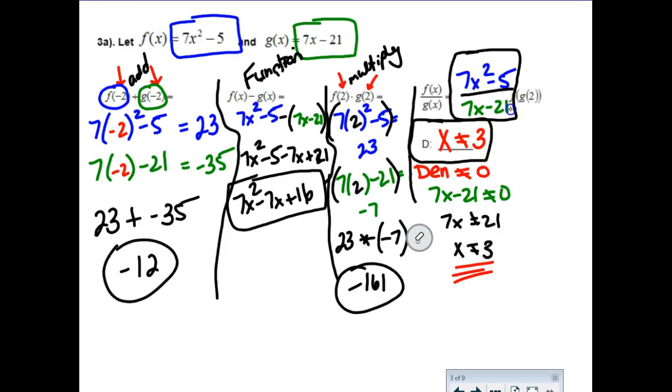And of course, I hardly left myself any room for this last one. It says f of g of 2. So on this composition question, you're supposed to start right here.